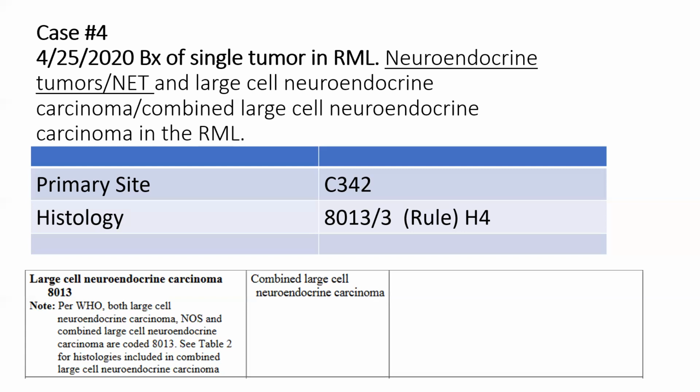So we don't have a combination of this code and another code. Both of these are coded to 8013. There is no subtype variant of this. This is an NOS code. There are synonyms, the combined large cell neuroendocrine carcinoma. That's what we have in the right middle lobe. And so this is an 8013.